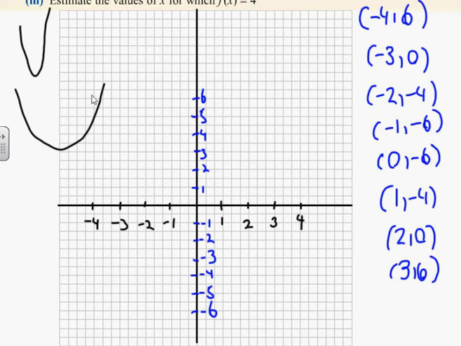Now, what's the first point, guys? -4, 6. Anybody? -4, 6. 3, 6, and then -3, 0. After that, 2, -4. There. Yeah. 0, 6. Yeah. 1, -4. Yeah. 2, 0. Yeah. 3, 6.